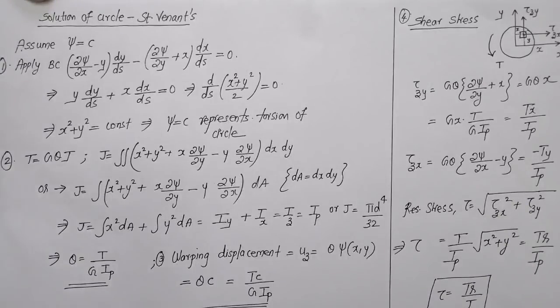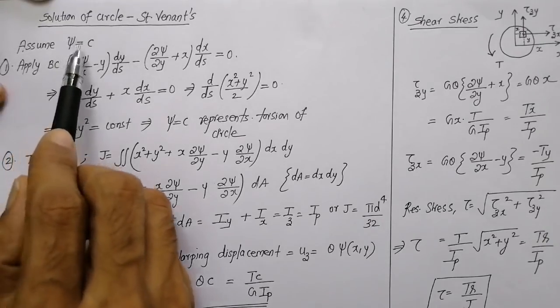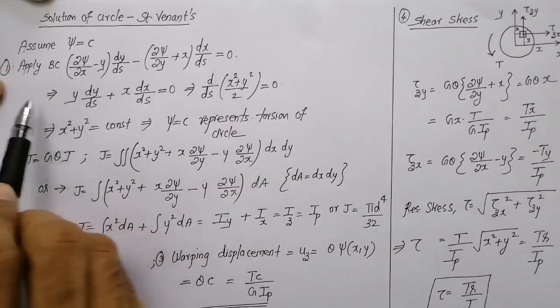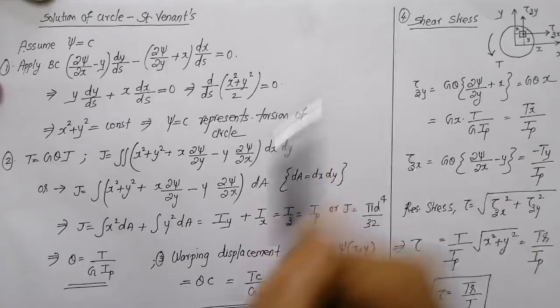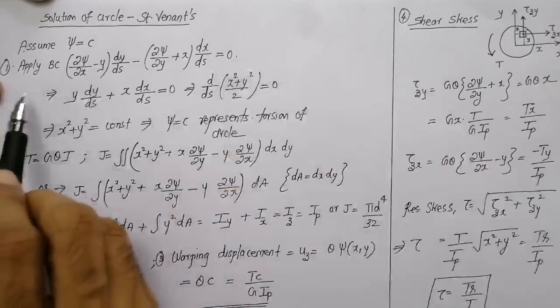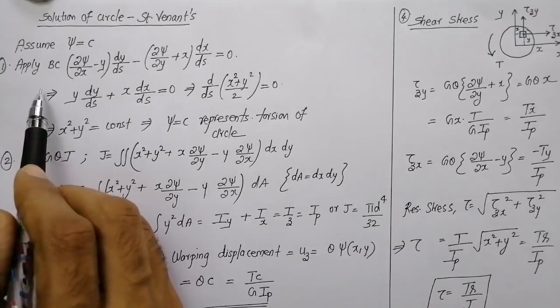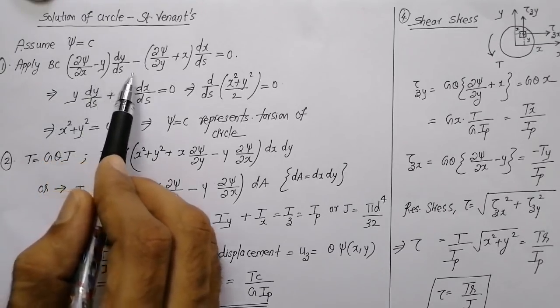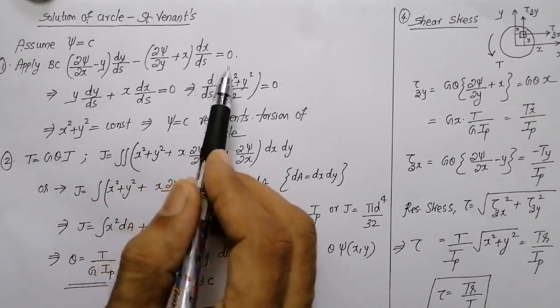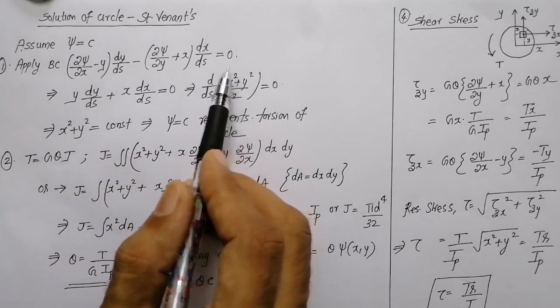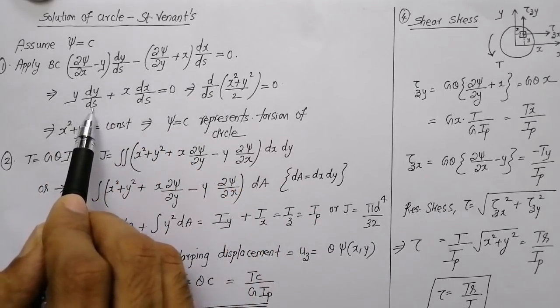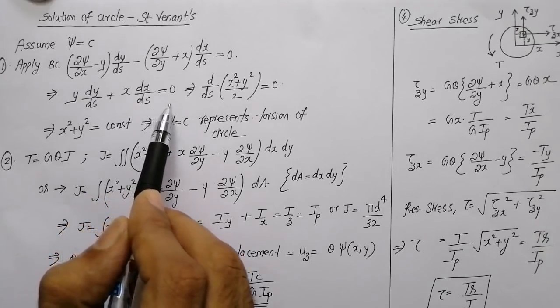Now let us move into this problem that given psi equal to constant. I have solved this in 4 steps: step 1, step 2, step 3 and step 4. So first step is to apply the boundary condition. So what is our boundary condition? Dou psi by dou x minus y into dy by ds minus dou psi by dou y plus x into dx by ds is equal to 0. So when psi is a constant, these two components vanish. So we will get the equation y dy by ds plus x dx by ds is equal to 0.